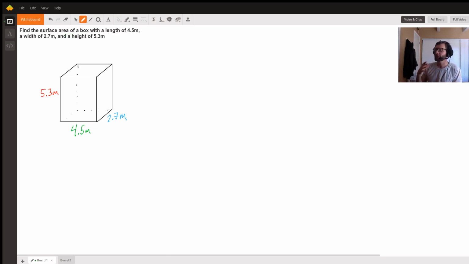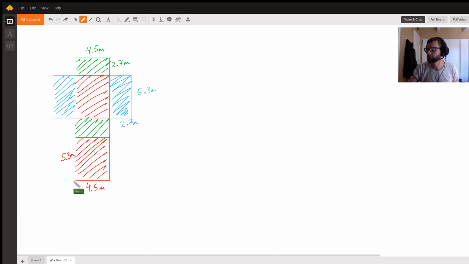To find the surface area of this box, it's like finding the area of each rectangle and then adding them all together. You can think of it like this. We'll have the red rectangle, which will be on the front. We'll have this blue rectangle that's on the side, and then we'll have this green rectangle, which is like the ceiling. And then they'll mirror each other. So we have a top, and we'll mirror the bottom. This side will mirror this side, and this side will mirror this side.